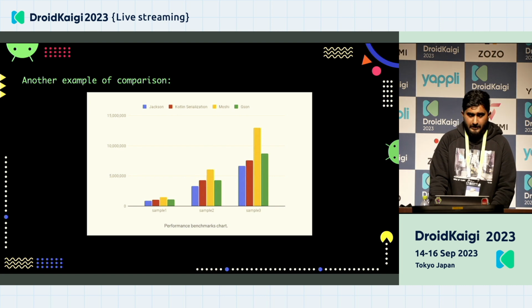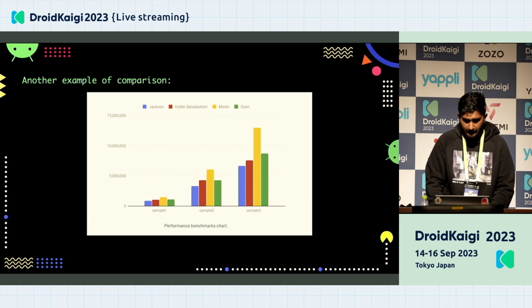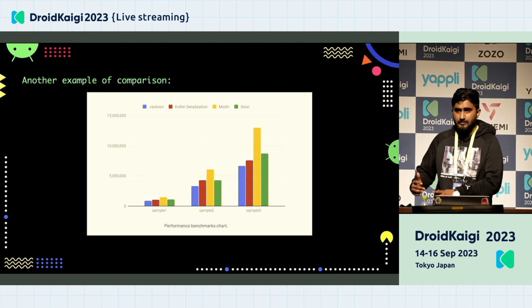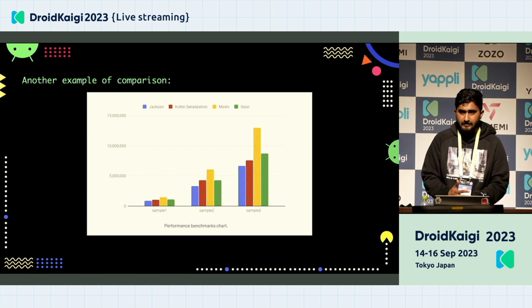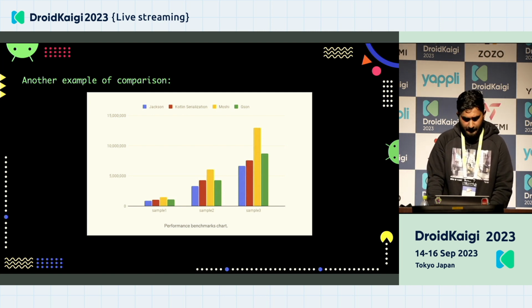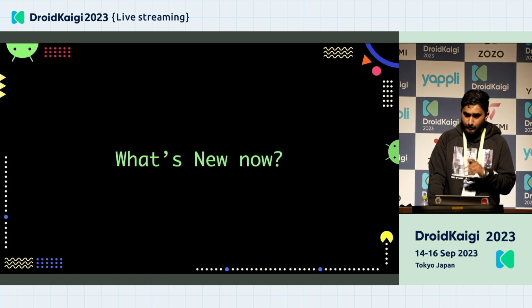Another example of comparison, this is an example of comparing JSON parsers performances. We have Jackson, Kotlin serialization, Moshi, and JSON. On the left, we have the time in nanoseconds, and sample 1 has the least amount of data, and similarly sample 3 has the largest amount of data, and we can clearly see Moshi is the winner. You can find similar experiments online on relative layout, constraint layout, and linear layout, where people compare all these using Jetpack Benchmark. So what's new now?